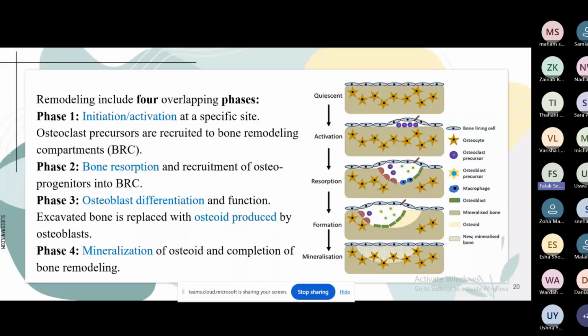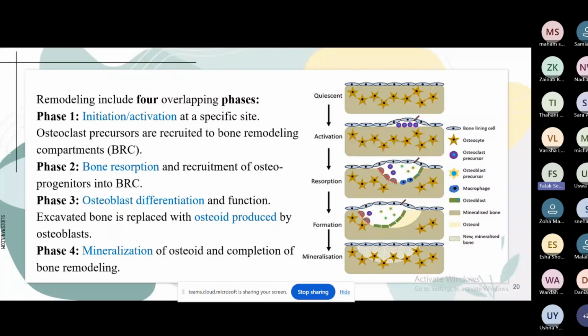Later, the bone resorption by the osteoclast takes place, and there are different types of osteoprogenitor cells. They will come into this bone remodeling compartment to increase the number of osteoclasts as well as to form the osteoblast. Phase three is the osteoblastic differentiation and function. Whatever bone has been removed in phase two, the new bone is produced, or simply you can say the osteoid is produced by the osteoblast in the same area, in the same hole. And in the last phase, mineralization of the osteoid takes place and the process of bone remodeling is completed. So it's very easy.